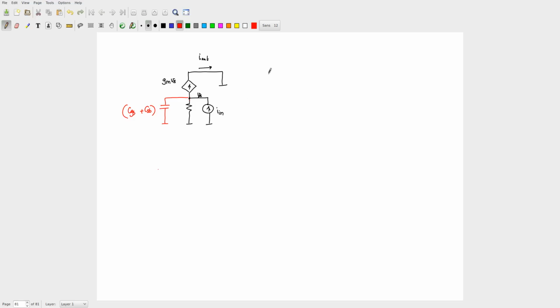So what is the current entering? In is the current entering that node. What are the currents leaving? Gm Vs plus Vs by Rs. Let's not write it in terms of R, let's write it in terms of G. So Vs Gs and then s times Vs times Cgs plus CSB. Correct?